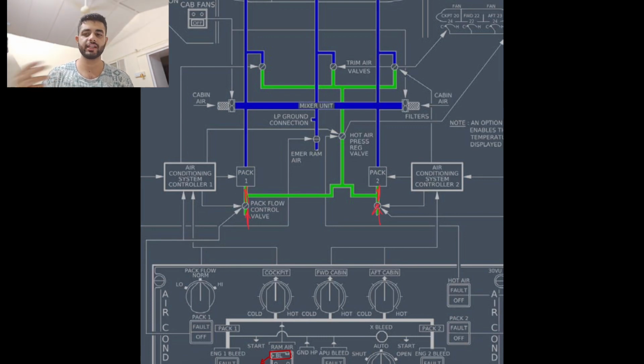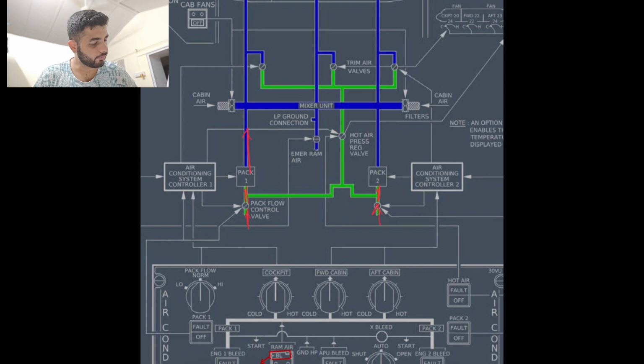Three sources: APU, engine HP, and high pressure ground connection. The pack processes this air and supplies cold conditioned air. So it'll take in high pressure air and give out cold, slightly lower pressure conditioned air, so it's good for everyone. Now, where does it provide it, you'll ask.